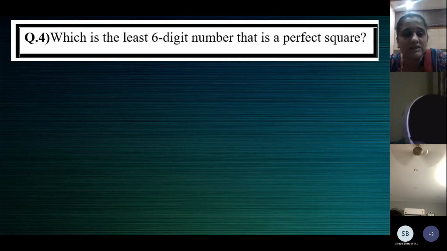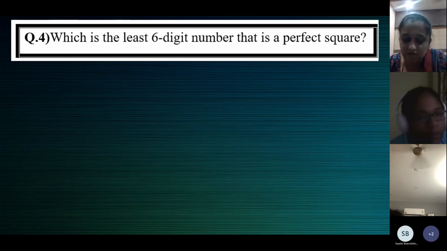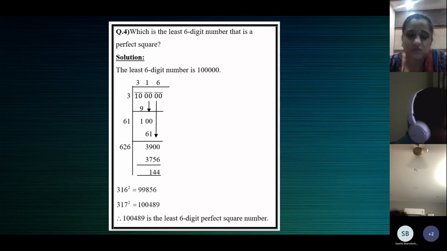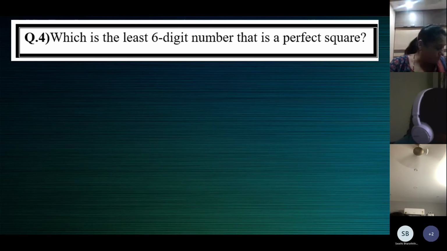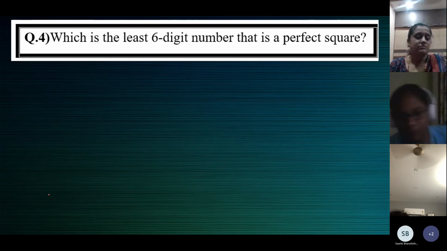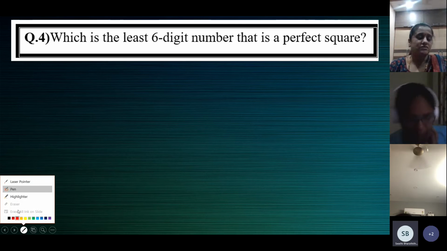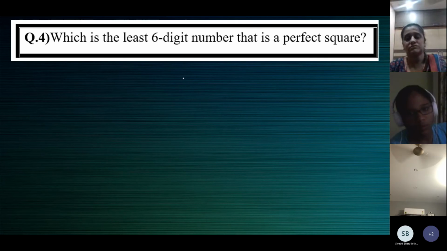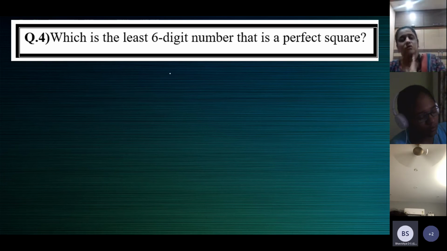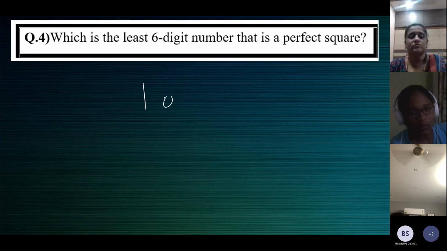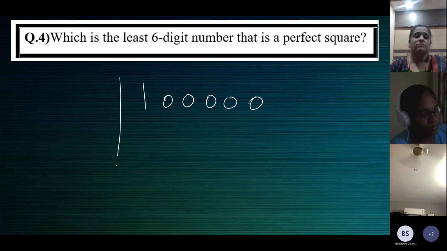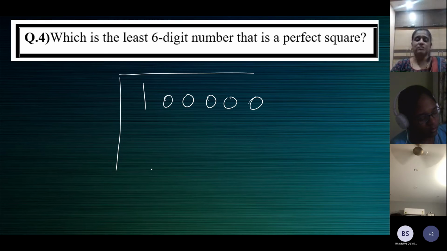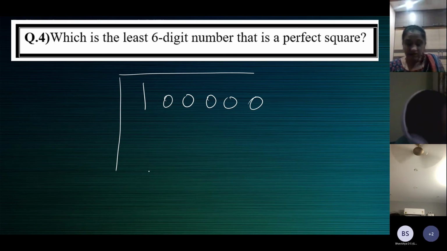Yes, children. So which is the least 6-digit number that is a perfect square? For this, we need to make use of the least 6-digit number. Which is the least 6-digit number? 1 and 5 zeros, ma'am. 1 followed by 5 zeros, which is 1 lakh. Now perform the long division method. Use this number, perform the long division method, and tell me when you're ready.